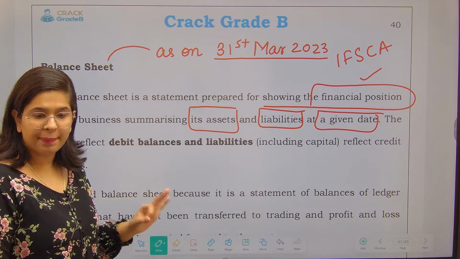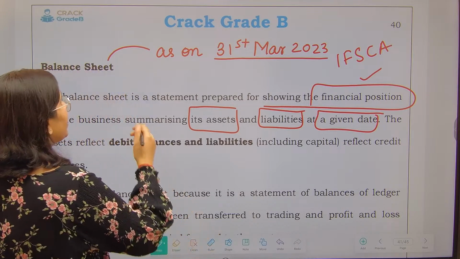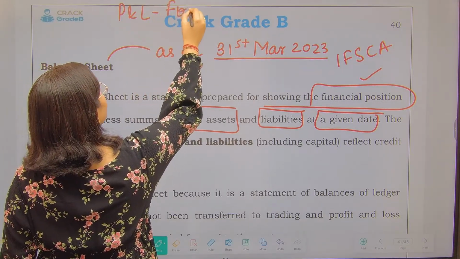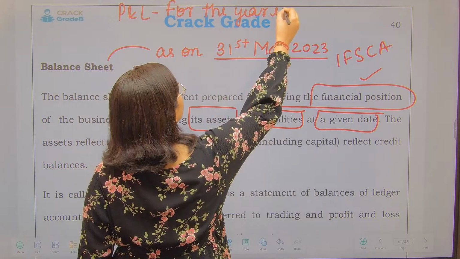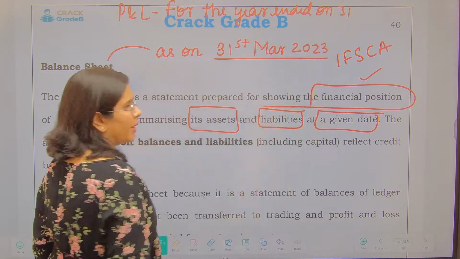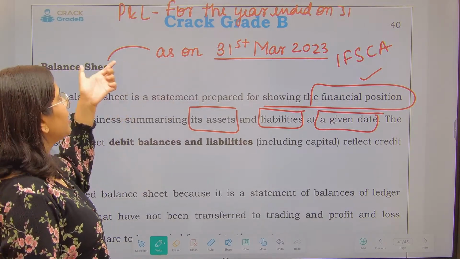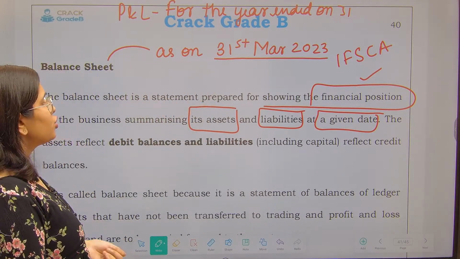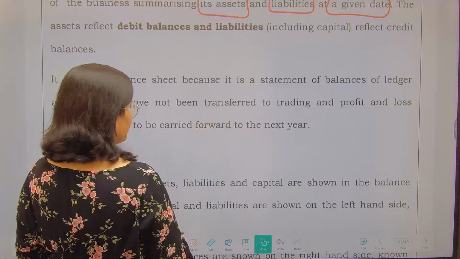Whereas whenever we prepare P&L, we prepare P&L for a year, for a total year. So whenever profit and loss account is prepared, it is written like for the year ended on 31st March 2023. So P&L has been prepared for a total year, whereas the balance sheet is prepared as on any particular date. Okay? So all your assets and liabilities, these are depicted over here.